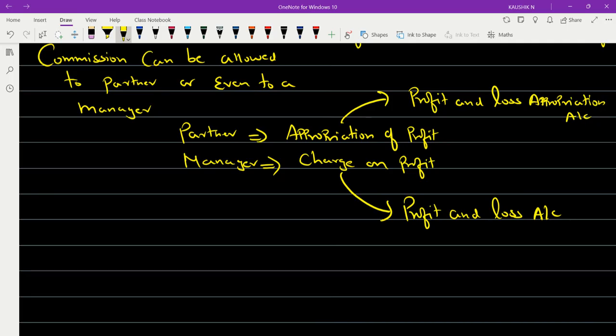Commission can be of two types, before and after, or commission can be calculated on the net profit or on the sales or turnover. It can be allowed to a partner or to a manager. If it is a partner's commission, then it is an appropriation of profit. It will be taken to the P&L appropriation account. If it is a manager's commission, then it is considered as a charge on profit. That will be taken to the P&L account. Any doubt so far in the concept?